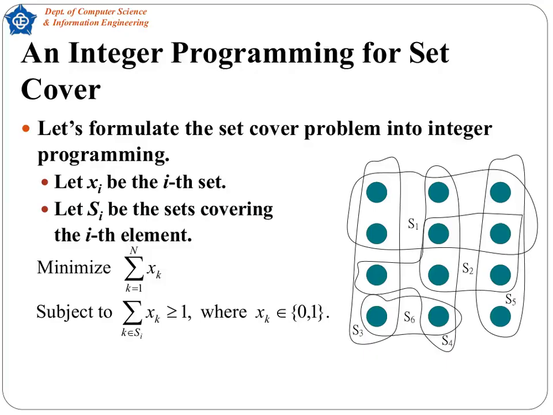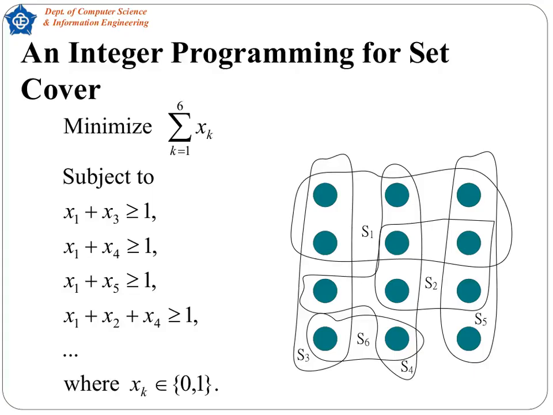In the diagram, the green circles represent elements, and the outlined regions labeled S1 through S6 are our candidate subsets. We choose a subset of these regions so that every circle lies inside at least one selected area. Finally, by enforcing x_k ∈ {0, 1}, we guarantee that each set is either fully chosen or not chosen at all. That completes our integer programming formulation of the set cover problem.